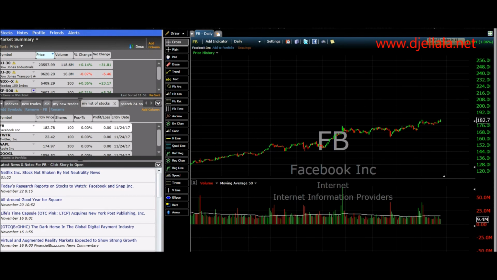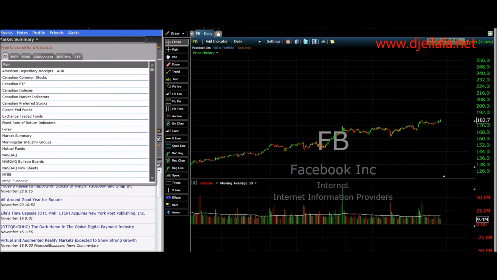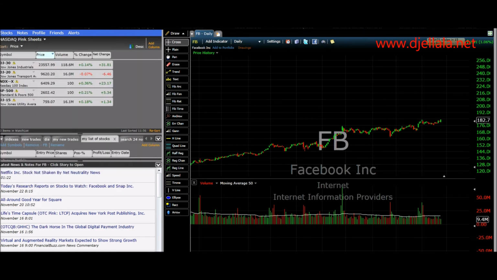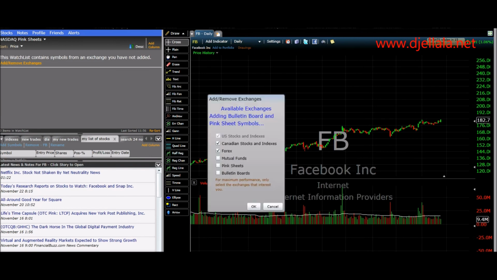So right now you have understood in this video that we have 3 parts on the left. The first one is if you want to go very quickly to any ETF or any mutual funds, or to the Nasdaq, or even Nasdaq pink sheets. It says here you didn't add them, so you should just click and add.